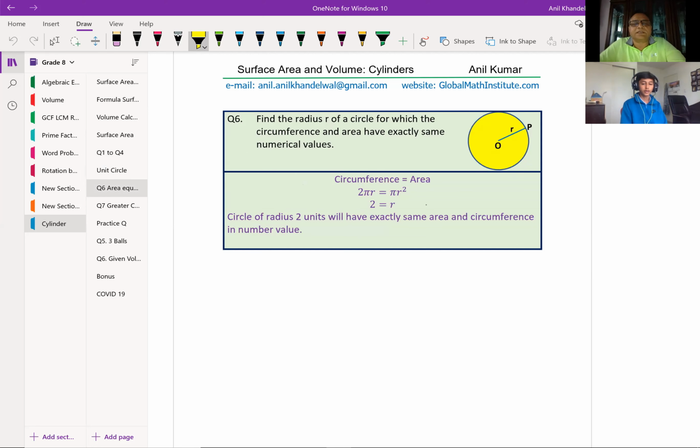Now, question number 6 is, find the radius r of a circle for which circumference and area have exactly the same numerical values. Units will be different, but the value is exactly the same. So how will you do this type of question?